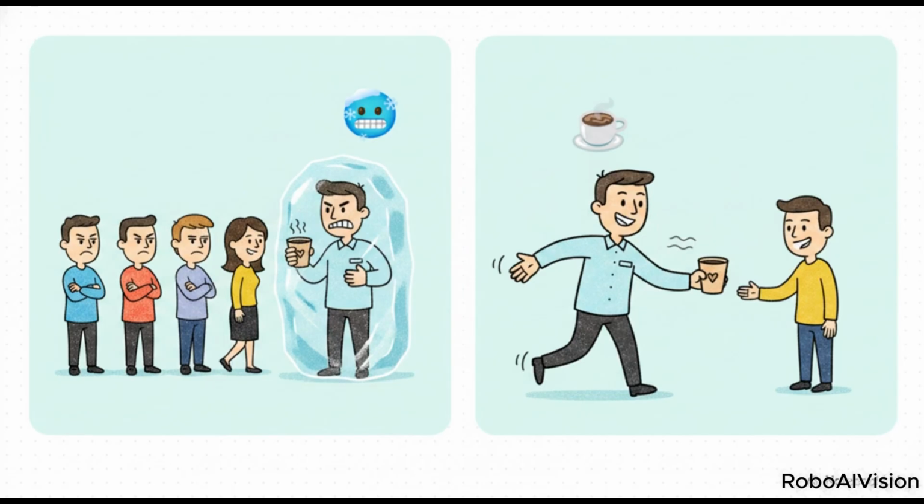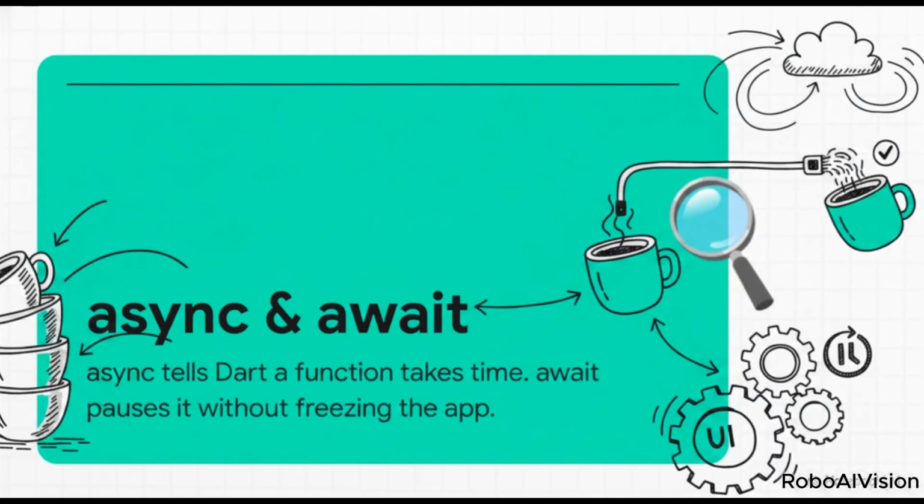But a smart, asynchronous cashier hands you an empty cup with your name on it, basically a receipt, and immediately takes the very next person's order. In Dart, that empty cup is quite literally called a future. It's just a promise that the data is going to arrive soon, which lets the rest of your app keep moving perfectly.